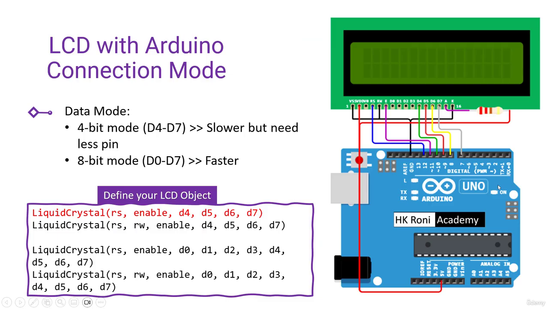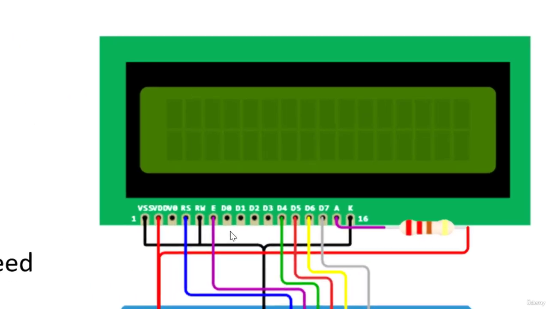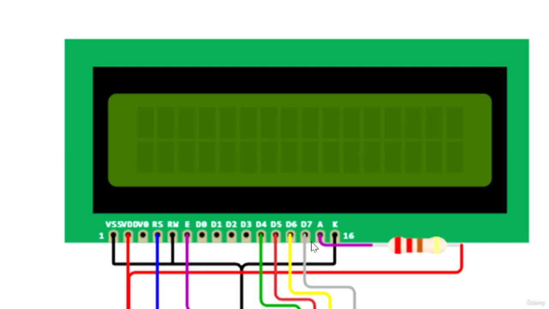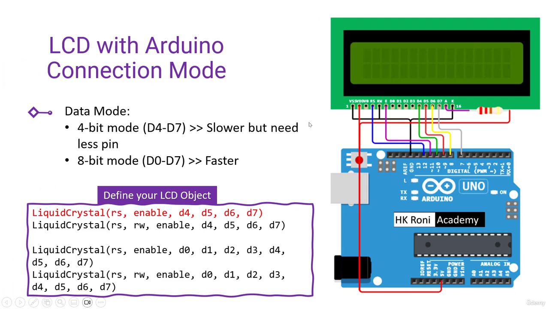Now, when you are working with an LCD display with Arduino and without any I2C module, then we have two types of data mode for data transmission. The first one is 4-bit data mode, where you use only 4 data pins connected with the LCD. Notice here, the LCD has D0 to D7, total 8 data pins. But when we are using 4-bit mode, we will only use D4 to D7. It is slower, but it needs fewer pins.